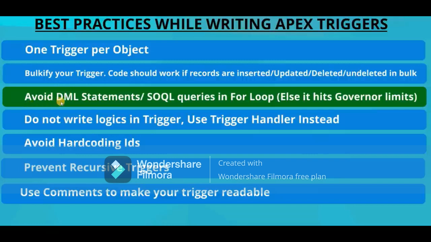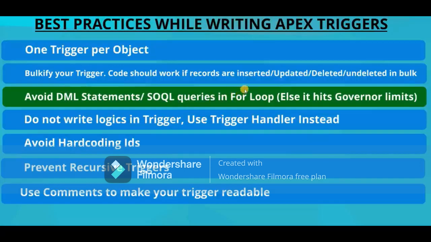Next best practice is avoid DML statements or SQL queries in for loops, else it will hit governor limits. We have a governor limit of 150 DML statements in a single transaction or 100 queries in a single transaction. Let's say we inserted 100 records or maybe 1000 records, and then you run a for loop on Trigger.new. Let's say it inserts 1000 records, you will run the for loop on the Trigger.new list. Then if you do any DML operations or SQL queries in that particular for loop, obviously this loop will run 1000 times.